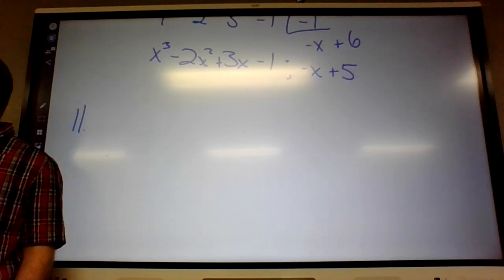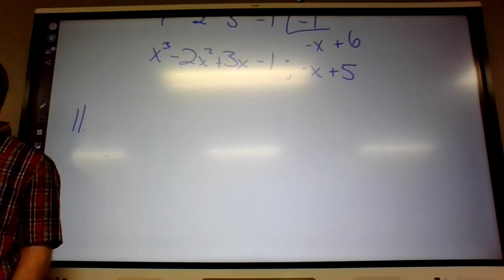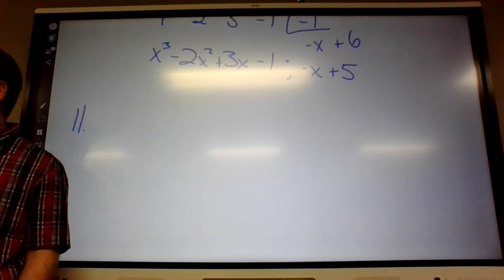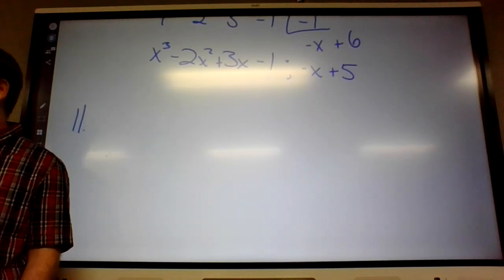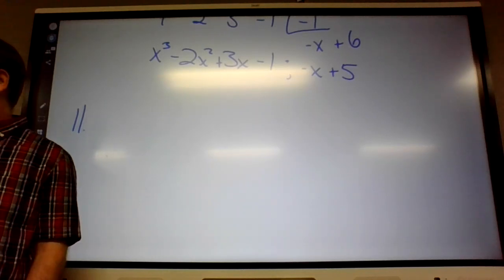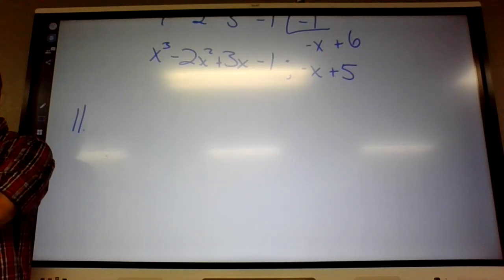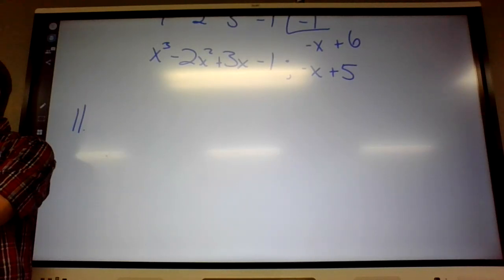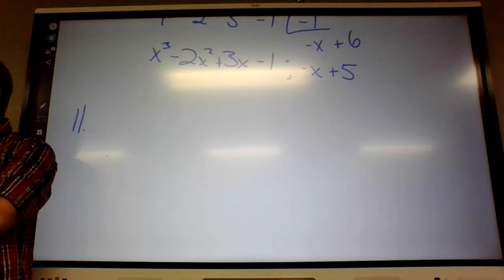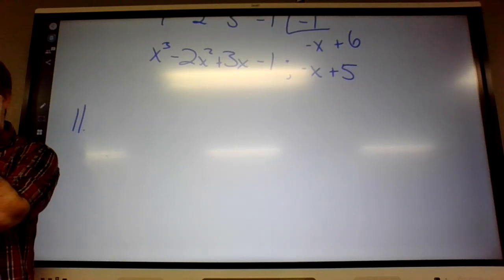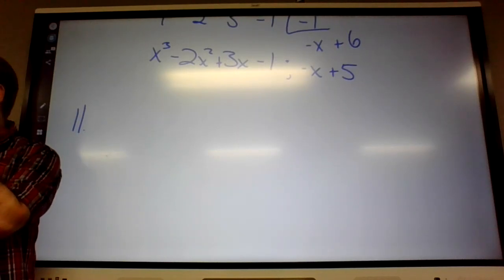Okay, 11, we're supposed to divide x to the 100th minus 4x to the 99th plus 3 by x minus 1 and see whether it's a factor. So, how would I do that? Okay, what are my coefficients for my polynomial on number 11?